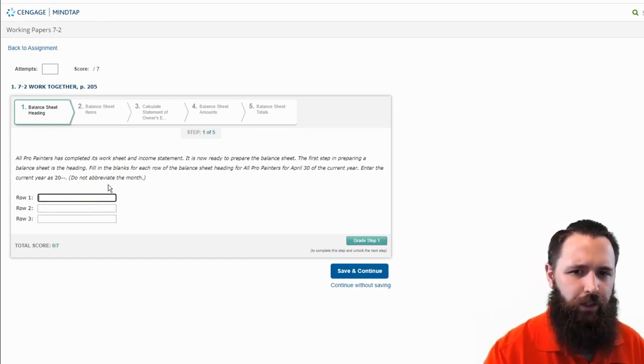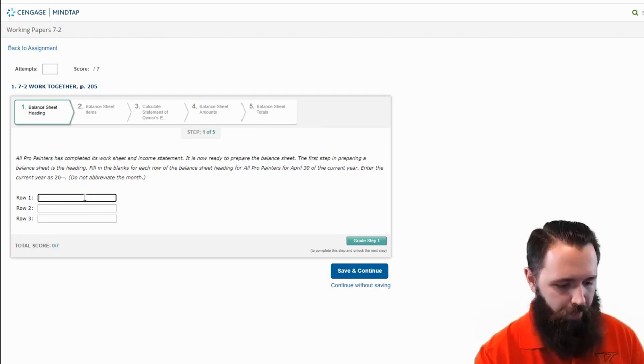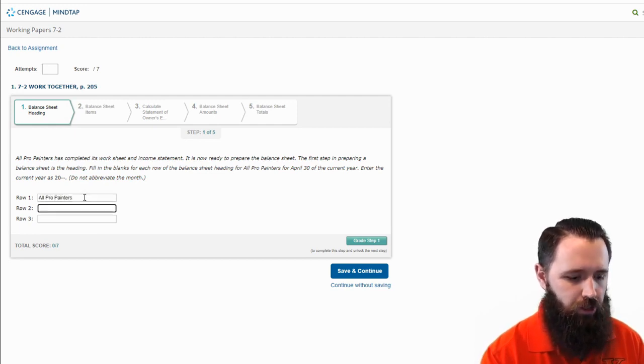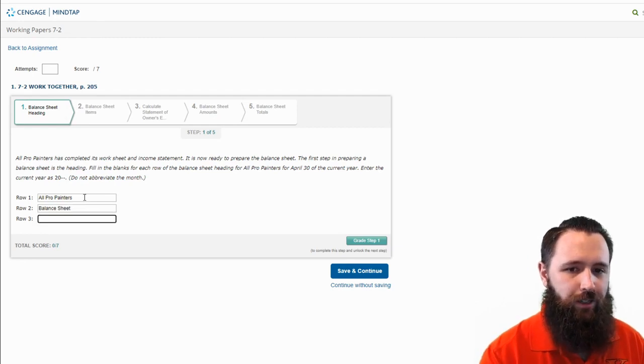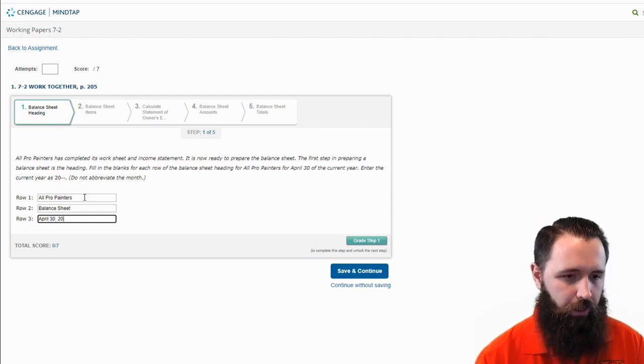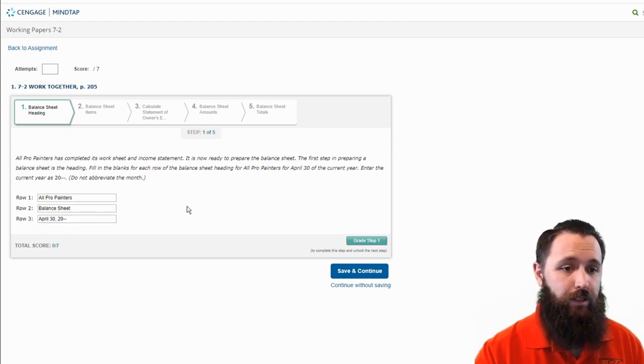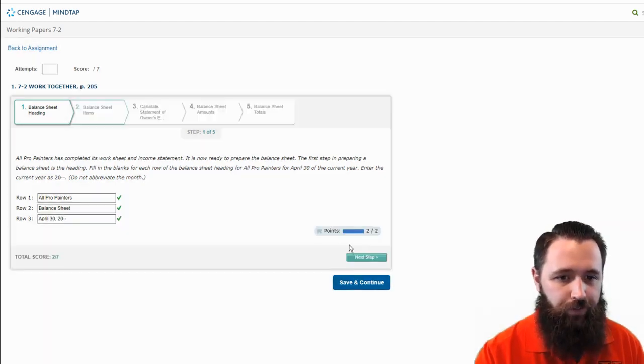So we are calculating out a balance sheet here. Let's just put in All Pro Painters. It's going to be a balance sheet. And remember, this is just the date. So now it's just April 30, 20 dash. It's not for the month ended because this is just a snapshot of a specific day. So there we are.